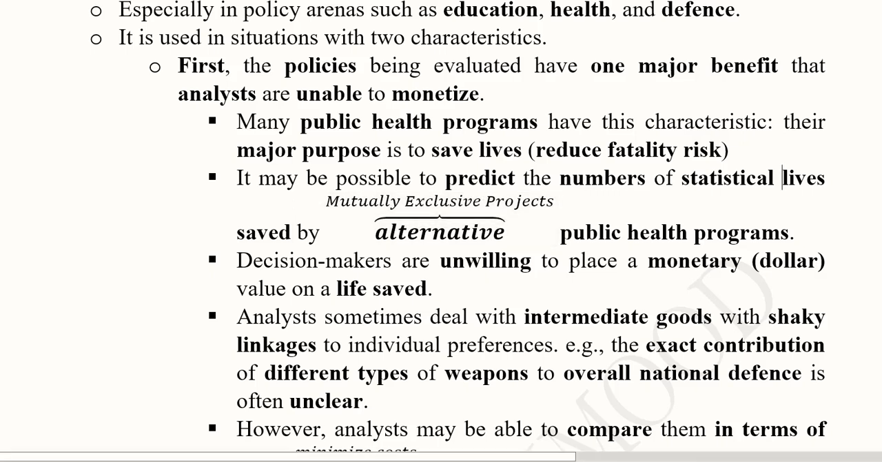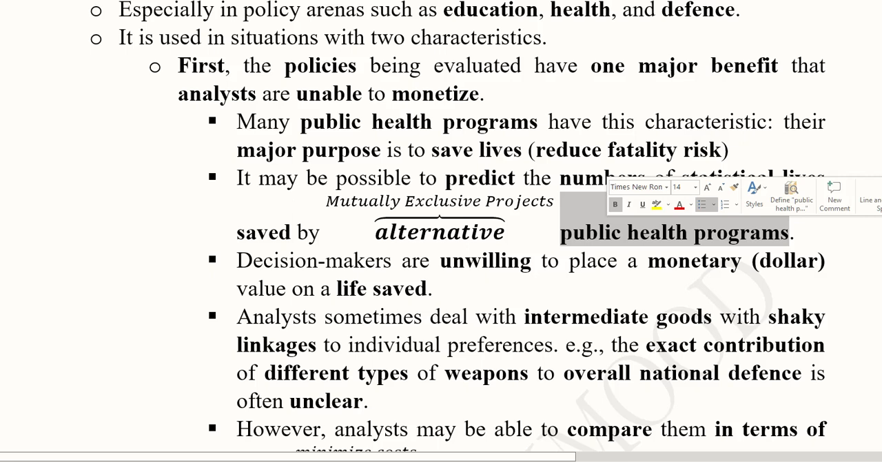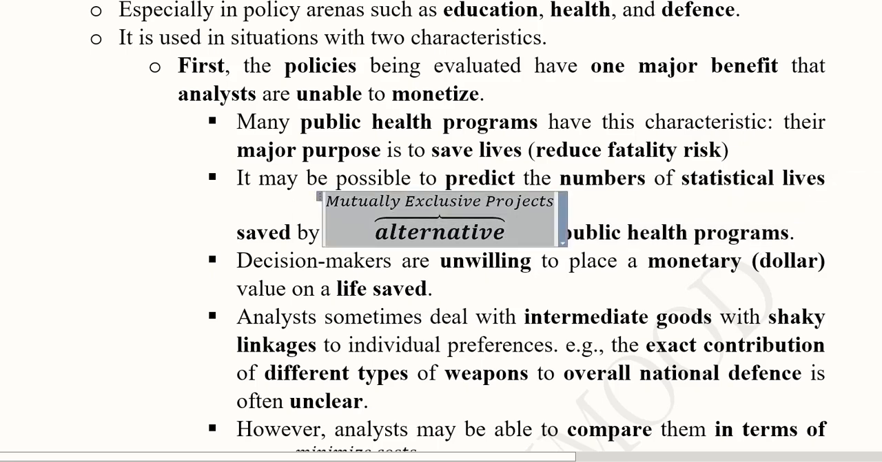So what we can do is that we can still try to come up with some alternatives, and these alternatives are basically mutually exclusive projects. That is, if we undertake one of these options, then we cannot undertake the other, because that will be wasteful. Therefore, we call it mutually exclusive alternatives or projects, MEPs.